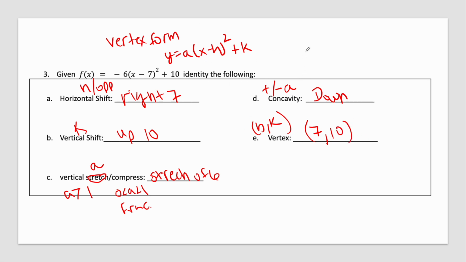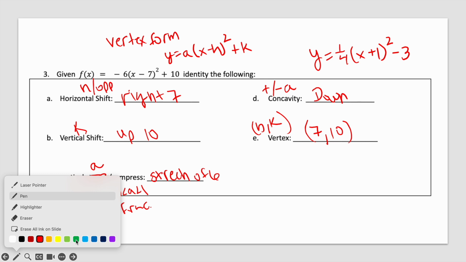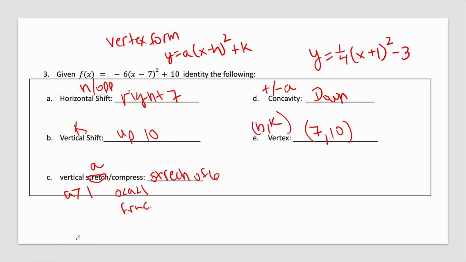Try this guy on your own. Y equals 1/4 (x plus 1) squared minus 3. So try that one. See if you can come up with that on your same paper, and then I will come over with the answers.